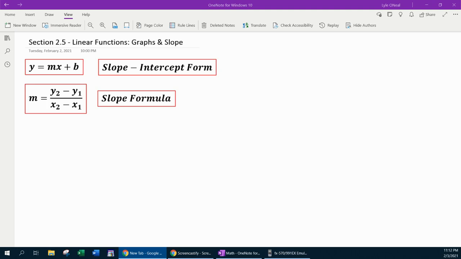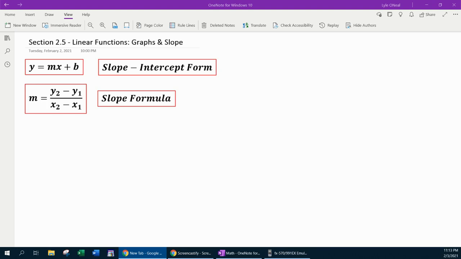In this particular lesson, we're going to be looking at finding the slope and the y-intercept from an equation. We're also going to be looking at finding the slope of a line containing a given pair of points on the line. So here we go.